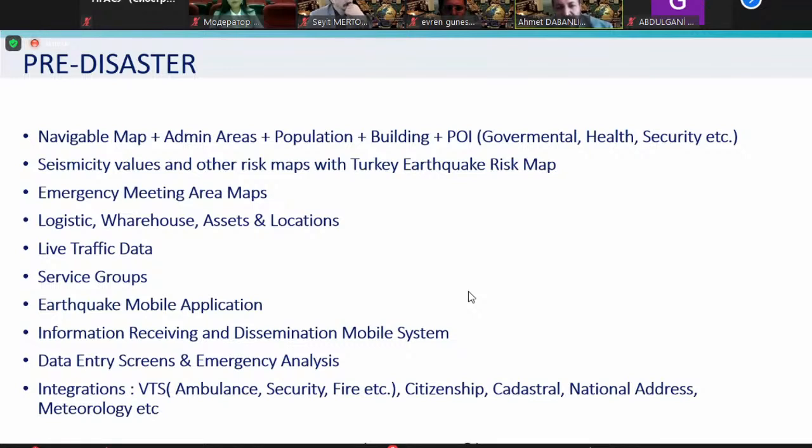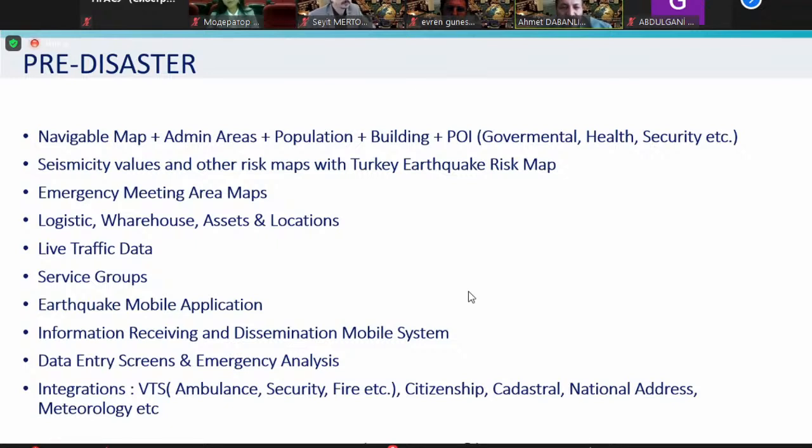There are 3 steps in this history: pre-disaster, during the disaster, and after the disaster. So pre-disaster, all the administrative areas, population, building information, hospitals, health, security, governmental units, and street navigable maps are collected and stored in a central database system. All the seismicity values for the earthquakes are calculated using formulas developed by the universities. They are created for the whole of Turkey.